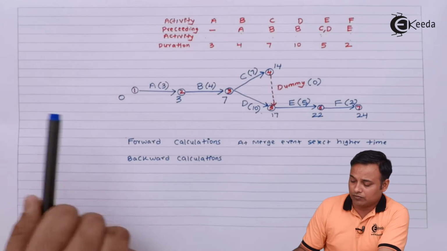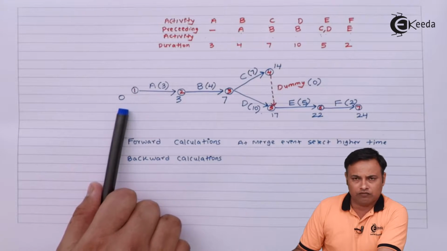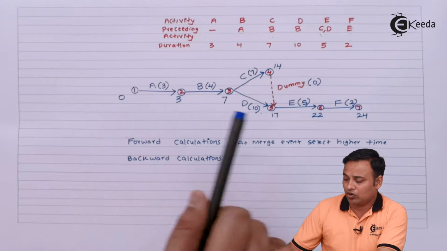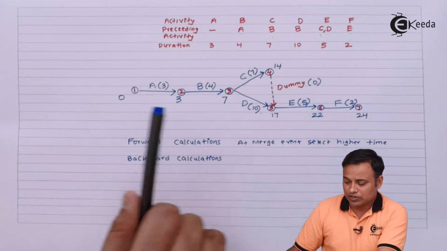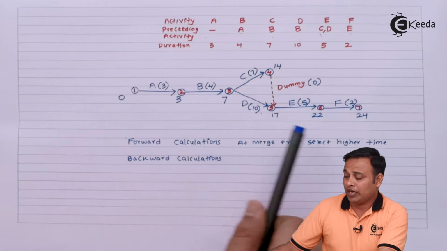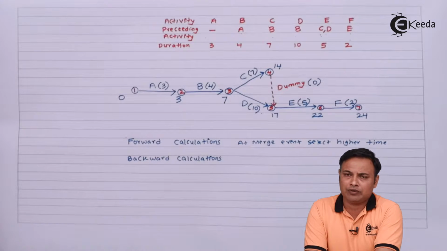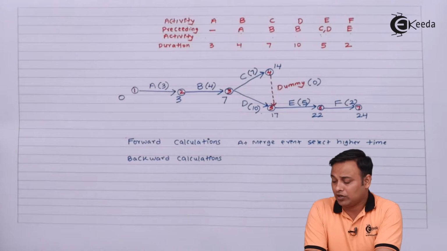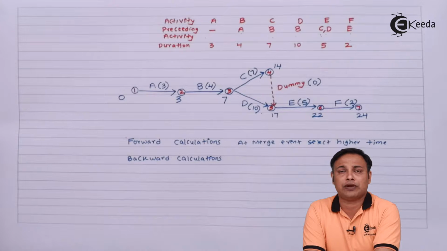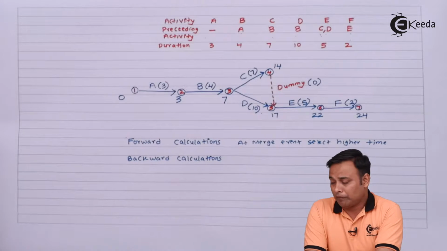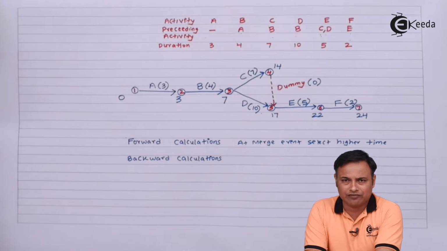So I started from node 1 and I completed at node number 7. 0 is the starting time, 24 is the ending time, which indicates that 24 will be the minimum time taken to complete all the activities and complete the project. Now based on these forward calculations we will go backward.